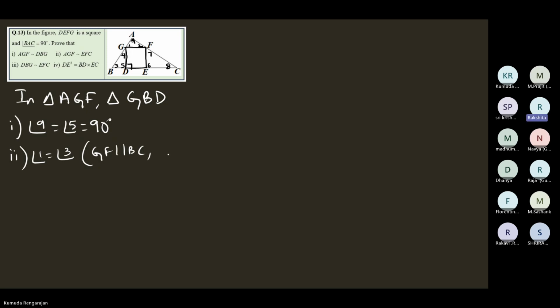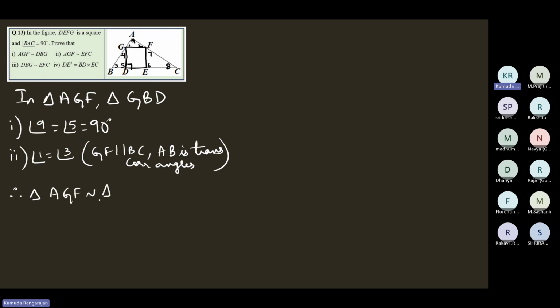AB is a transversal. Corresponding angles are equal. So this makes double A similarity. Therefore, triangle AGF is similar to triangle, A is 90 degrees.